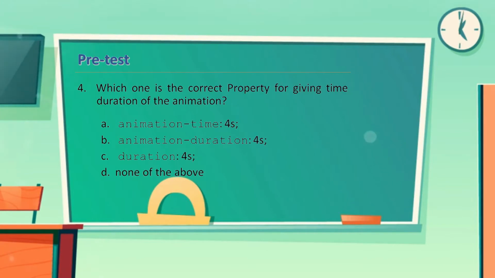Number 4. Which one is the correct property for giving time duration of the animation? Letter A, by using animation time property with 4 seconds value. Letter B, by using animation duration property with 4 seconds value. Letter C, by using duration property with 4 seconds value. Letter D, none of the above.